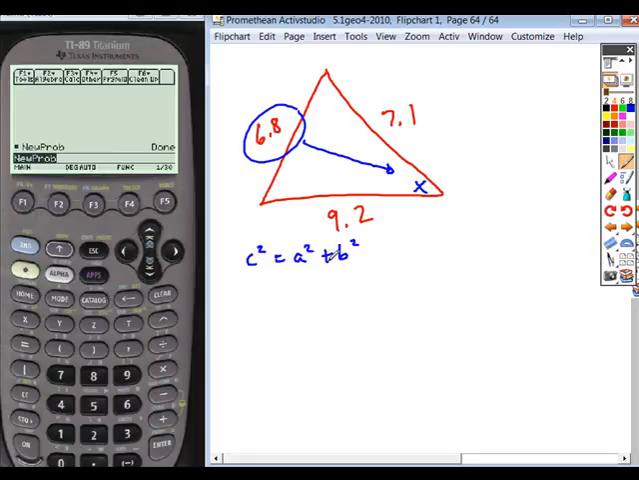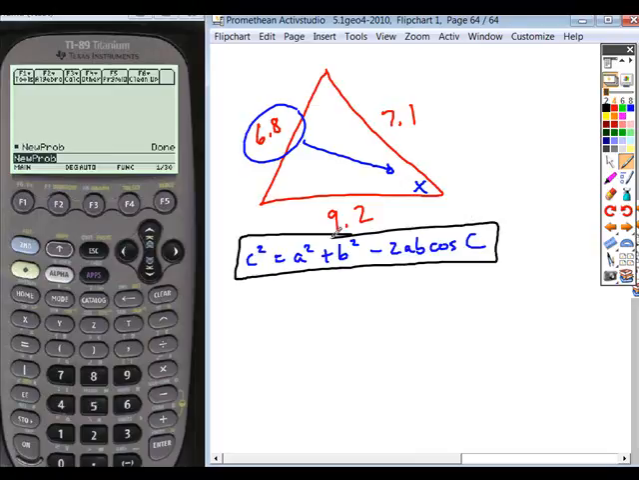So c squared is equal to a squared plus b squared, and the adjustment is minus twice the product of those sides a and b times the cosine of the angle opposite this side that's alone on the left side. The thing to keep in mind with this, again, you don't have to memorize the equation, but you have to understand how to use it. One of these two outer pieces of information, one of the c values, is going to be your unknown. One of those is what you're solving for.